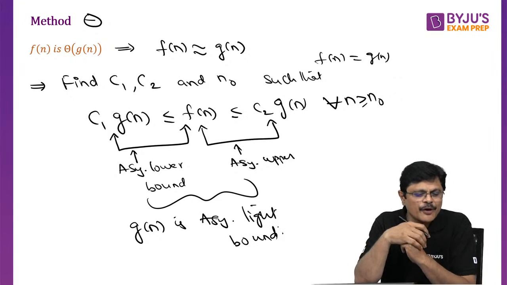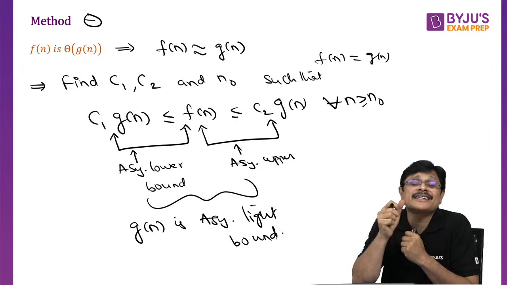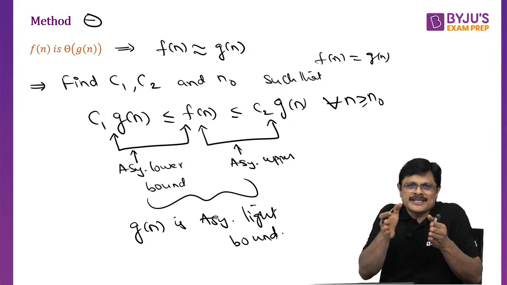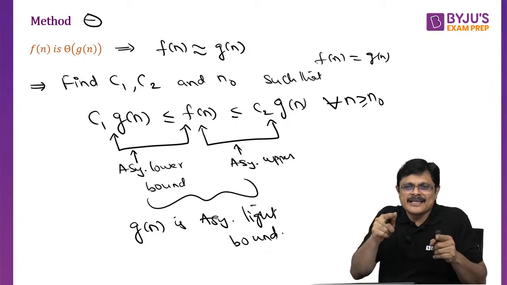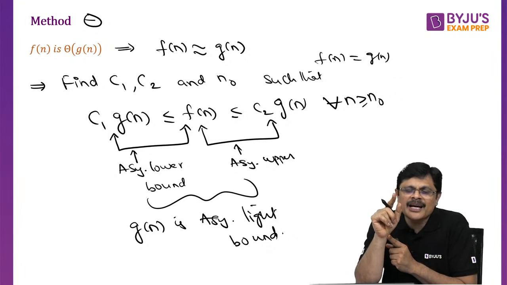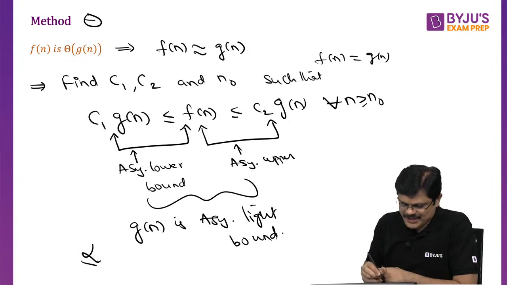Hope you understand. We call it the asymptotically tight bound. It bounds f(n) from both sides asymptotically. See here, the terminology you need to understand properly. Here we use the scripted notations.